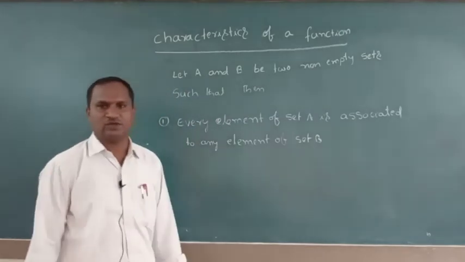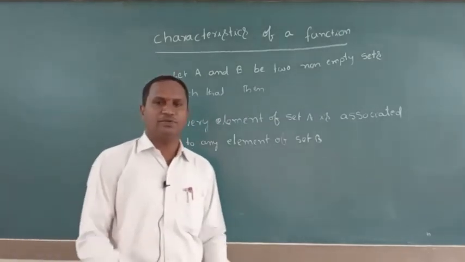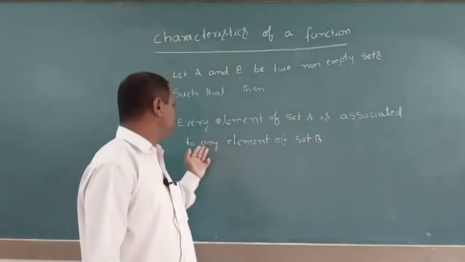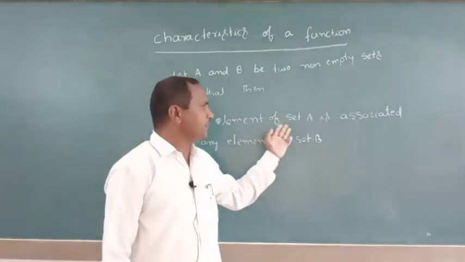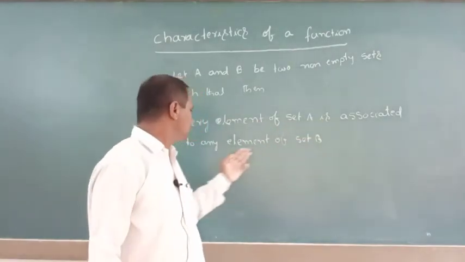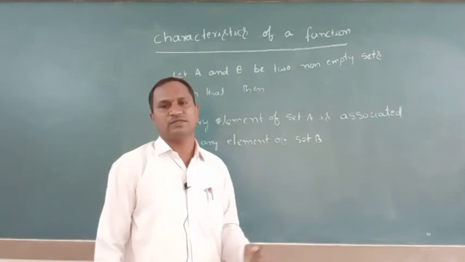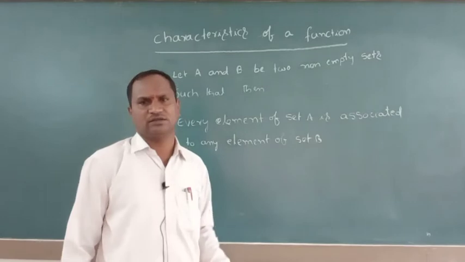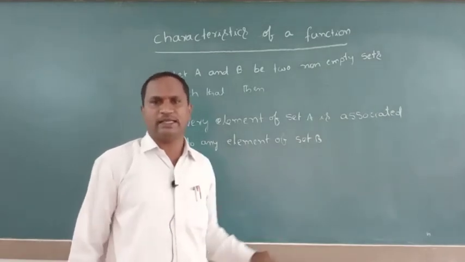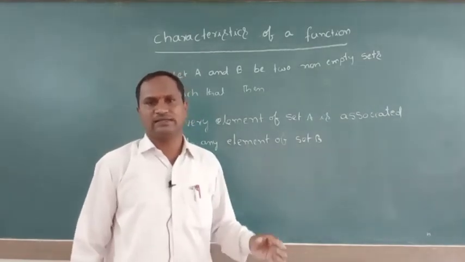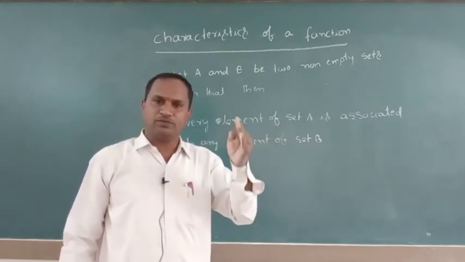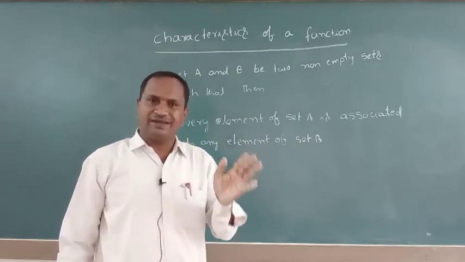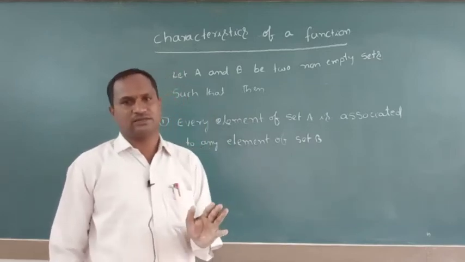That's what I also told in the definition. The mapping should be finished from all the elements of set A. According to that, we can say every element of set A is associated to any element of set B. There we should not get any additional elements in set A. For example, if 5 elements are there, the mapping should be started from all 5 elements. If 6 elements are there, the mapping should be finished from all 6 elements.